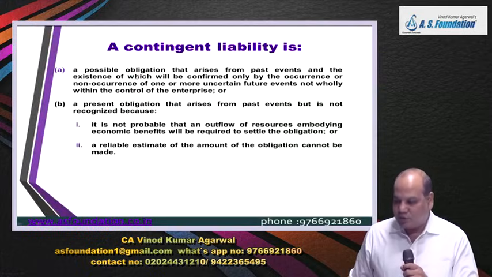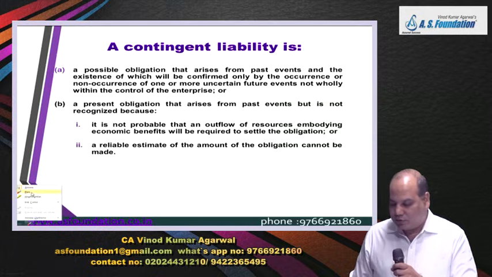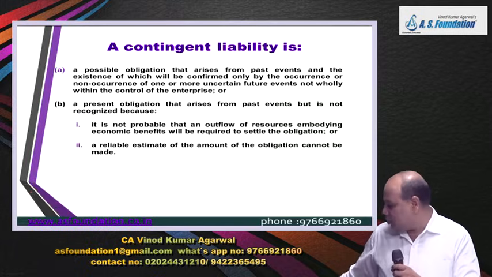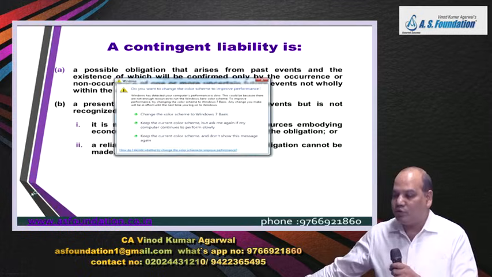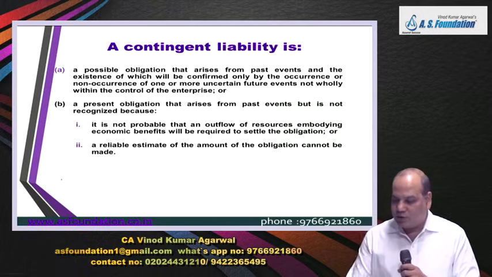One, a possible obligation that arises from past event and the existence of which will be confirmed only by the occurrence or non-occurrence of one or more uncertain future events not wholly within the control of the enterprise. So in the previous lecture you have learned, for an obligation to be called provision, four conditions are there.